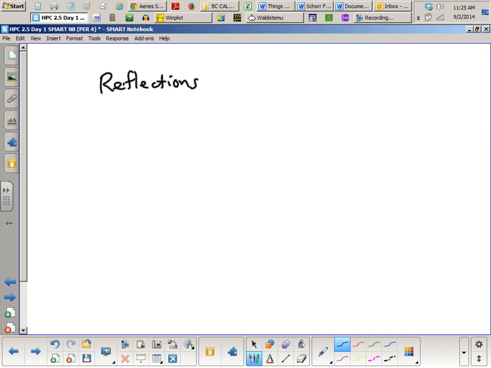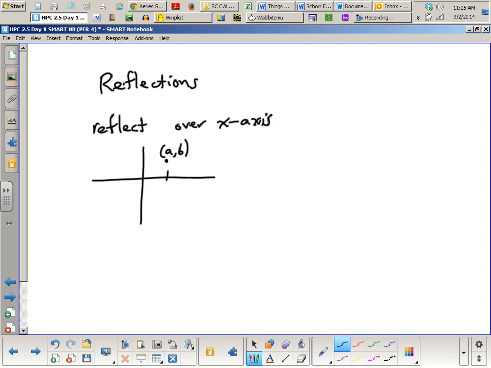Okay, so reflections. Right now, for us, there are two reflections we're interested in. One is reflect over the x-axis. And when you reflect something over the x-axis, its coordinates would change from something like (a, b) to be this point down here as an image. So we have an image and a pre-image.